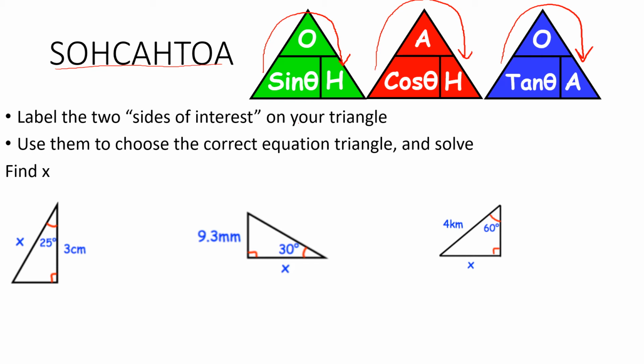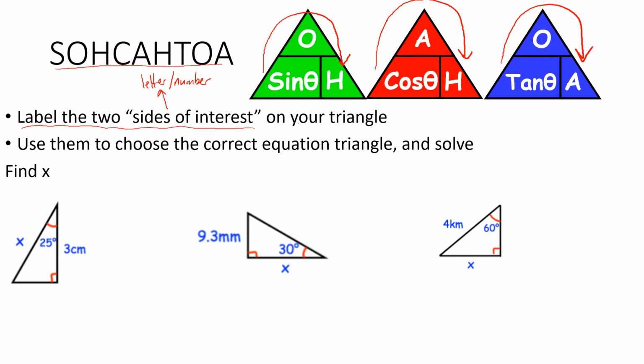There are 2 steps essentially that we have to add to what we did on the previous slides. The first one is we need to label our 2 sides of interest. Now, when I say a side of interest, I mean that it has a letter on it, or it has a number on it, or possibly it's mentioned by the question. If it doesn't have any of that, we don't care about it.